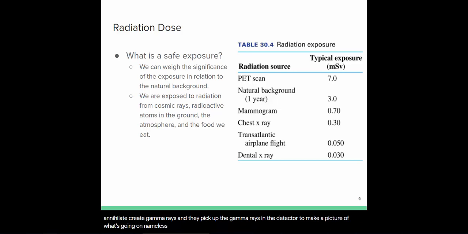Anyways, mammogram, that's where you get scanned on your chest. That's 0.7, so far less than what you would experience when you're here. The typical chest x-ray, going all the way through, is about 0.3. Transatlantic airplane flight, flying across the Atlantic, you get exposed to 0.05. And then a dental x-ray is 0.03. So those are just some typical things compared to the natural background. This is why we say this stuff is pretty low, because yes, there is a risk of cancer, but just being here on Earth is a risk of cancer.